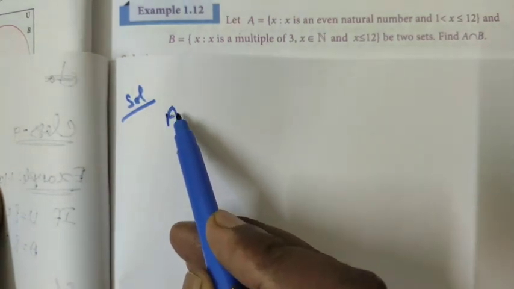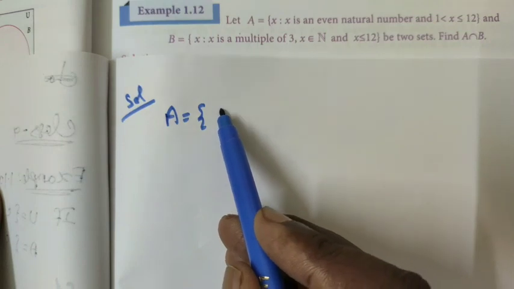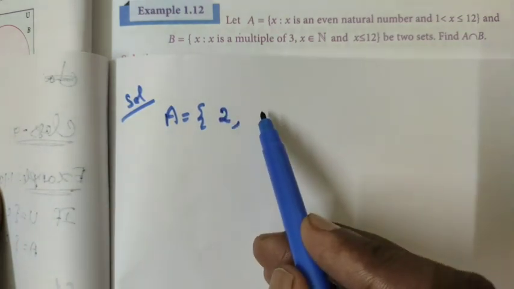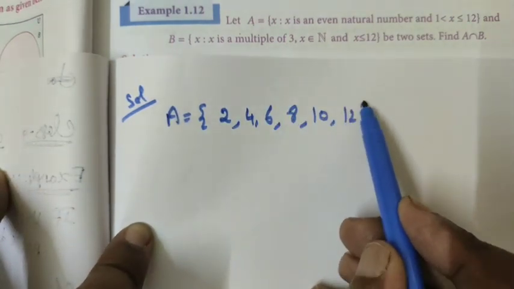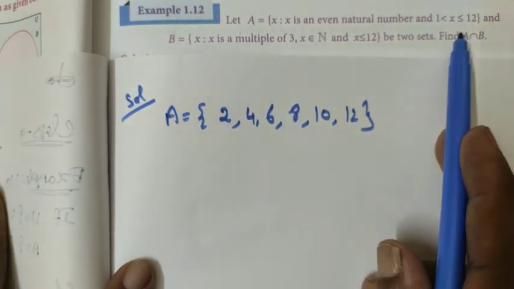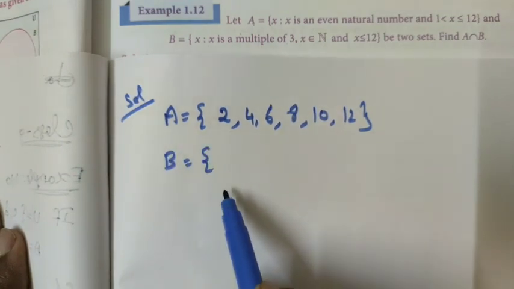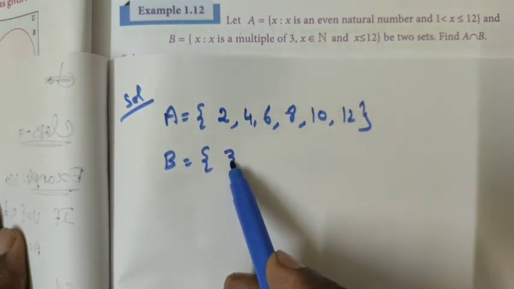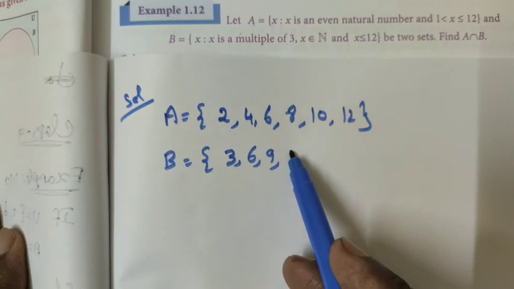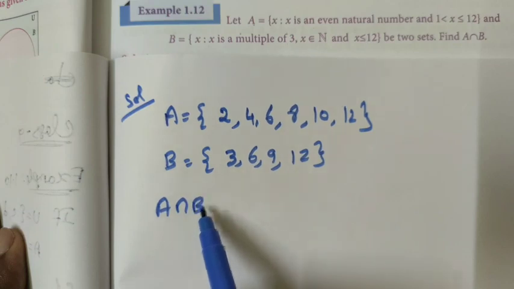So first we have to write the sets. What are the elements in the set A? An even natural number, right? Even natural number greater than 1 is 2, and then less than or equal to 12, that is 2, 4, 6, 8, 10 and then 12. The words used are less than or equal to, right? So you have to take up to 12. And then the set B is a multiple of 3 and less than or equal to 12. Multiple of 3, natural number, means 3, 6, 9 and then 12. We have to find A intersection B.